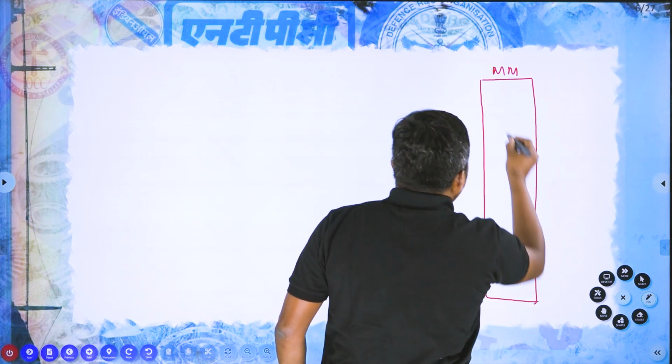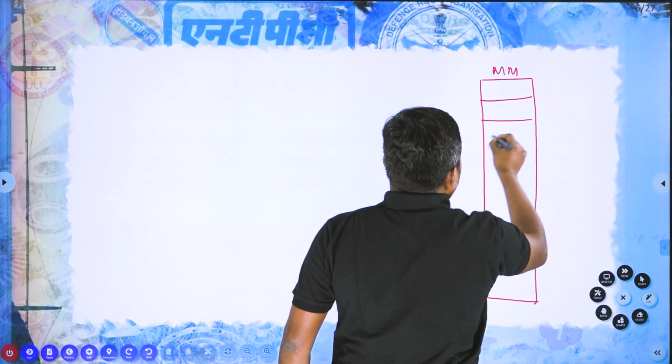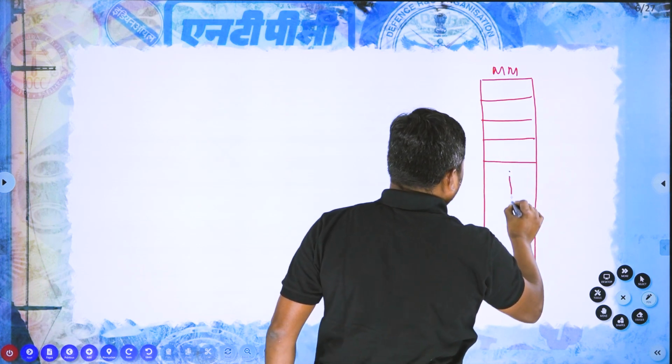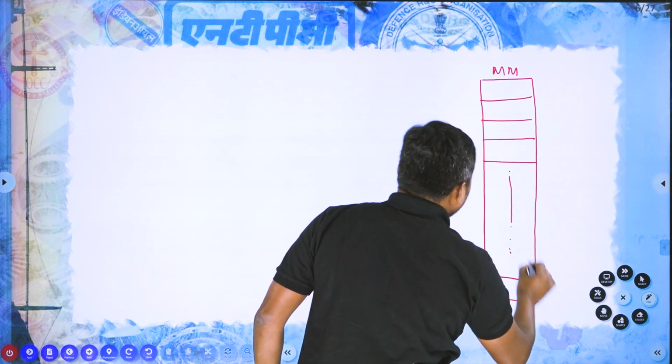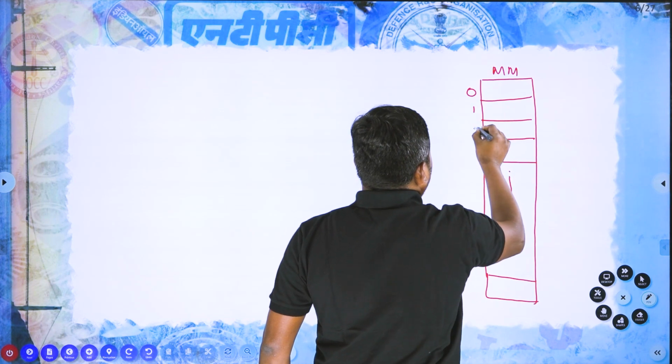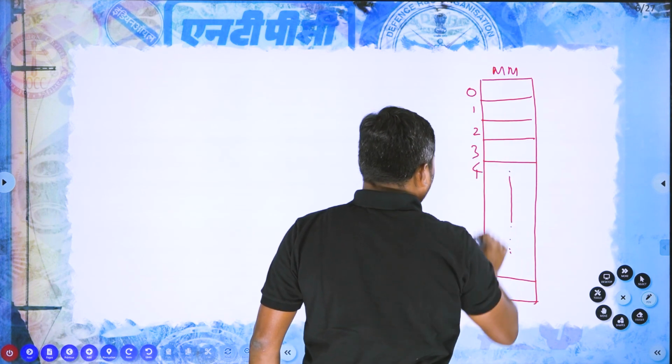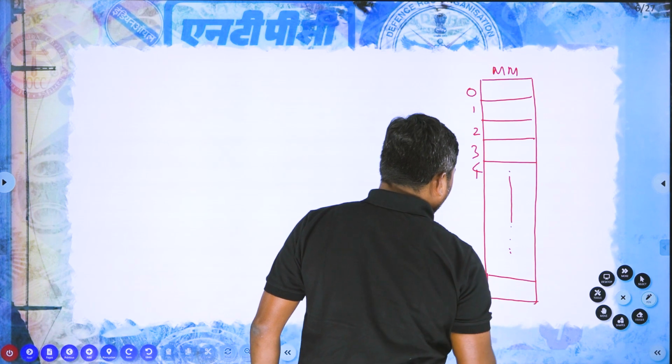This is main memory. Main memory is divided into blocks. Suppose this is block 0, this is 1, this is 2, this is 3, this is 4, like this, up to capital M minus 1.